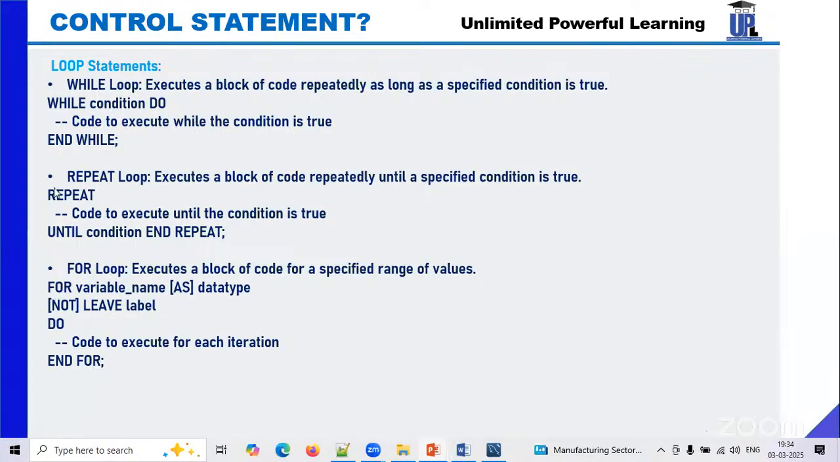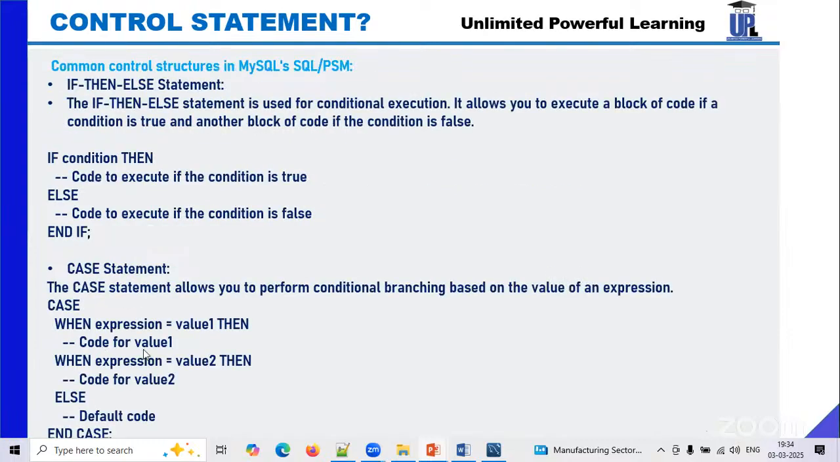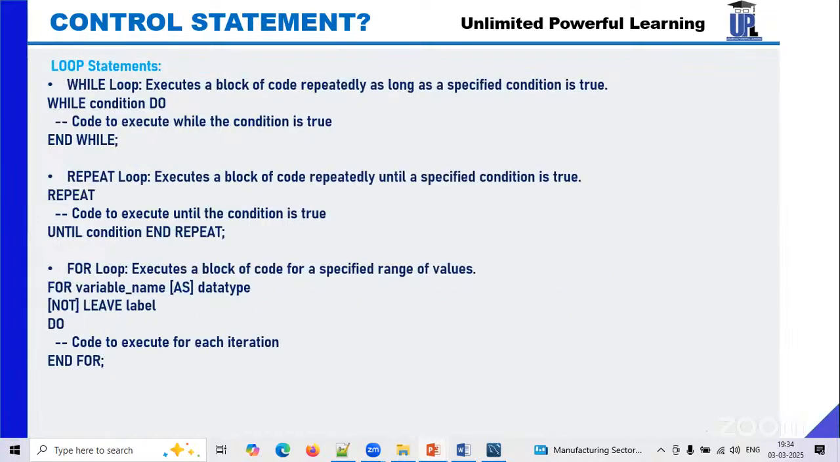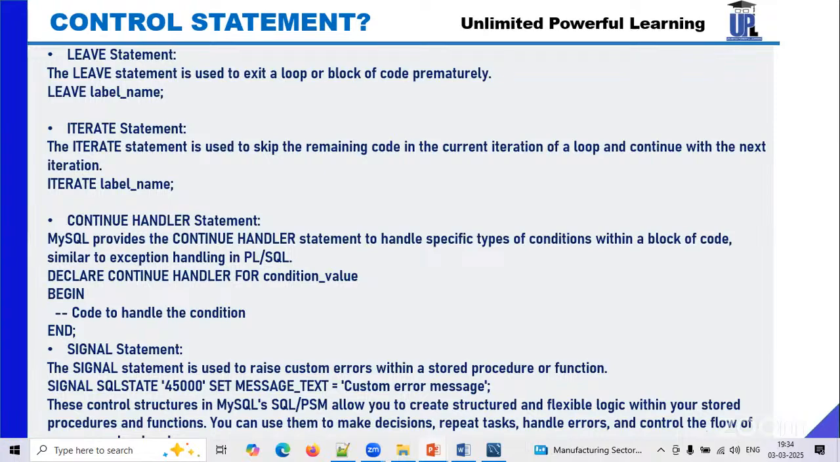So that means we have repeat until condition end repeat. This is the condition. And similarly, while loop is there, and for loop is there. And also we have case statement and if condition there. So this is what we have as control statements.